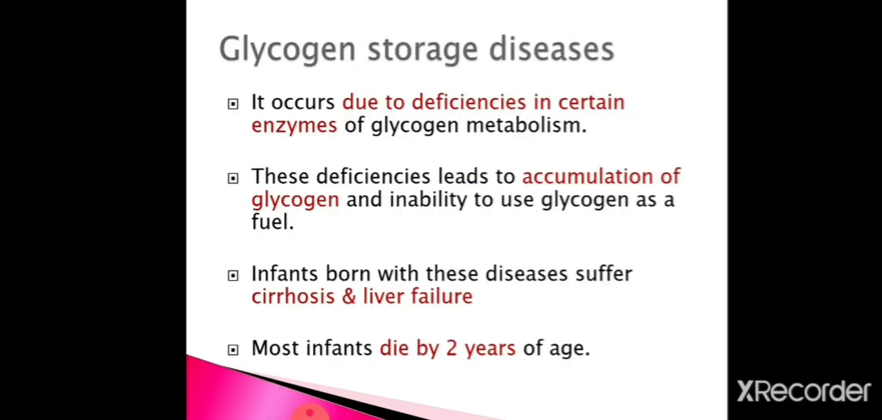Next is the glycogen storage disorders. These glycogen storage disorders occur due to deficiencies of enzymes involved in glycogen metabolism. These deficiencies can lead to the accumulation of glycogen and inability to use this glycogen as a fuel. Infants born with this disease suffer from cirrhosis and liver failure, and most of the infants die by the age of 2.